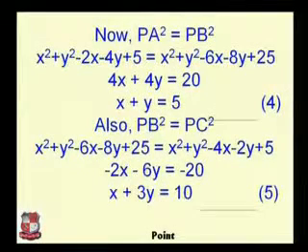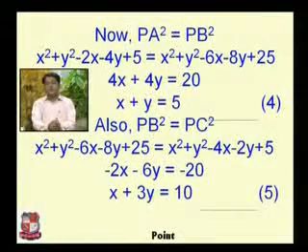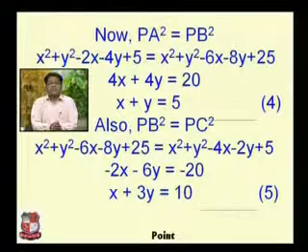Now compare PA square and PB square. Putting the equation of PA square and PB square, compare both the equations. So x square plus y square minus 2x minus 4y plus 5 is equal to x square plus y square minus 6x minus 8y plus 25. So simplification of this step.